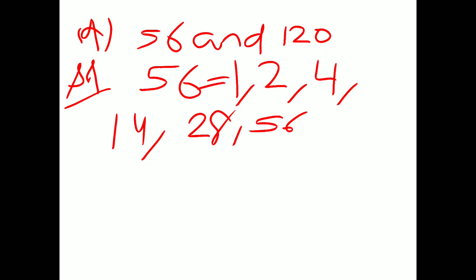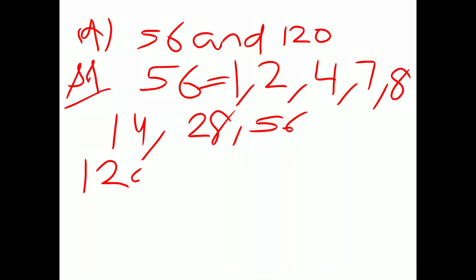14s are 56. Does 5 table have 56? No. 6 table? No. 7 table? Yes. 7 8s are 56. So these are the factors of 56. Clear? Now students, we write the factors of 120.